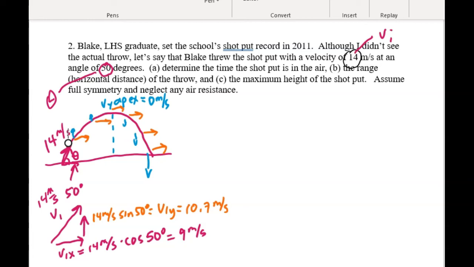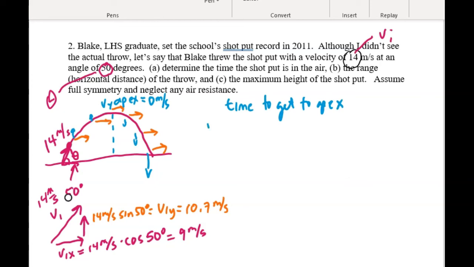So let's do part A first, the time the shot put is in the air. We can get the time it takes to get to the apex. So let's look at the time to get to the apex, because we can use symmetry. Once we get the time to the apex, then we can multiply that time by 2, and we can get the total time that the shot put is in the air.